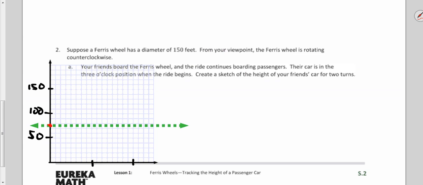Now, we said it takes 8 squares. I don't know how long a square is, but we chose 8 squares. How long is it going to take to complete one full turn? 8 squares, right? So I'm going to put a dot at that 75 point because one full turn puts me back at 3 o'clock, right? And then another full turn puts me back at 3 o'clock. And that's another 8 squares.